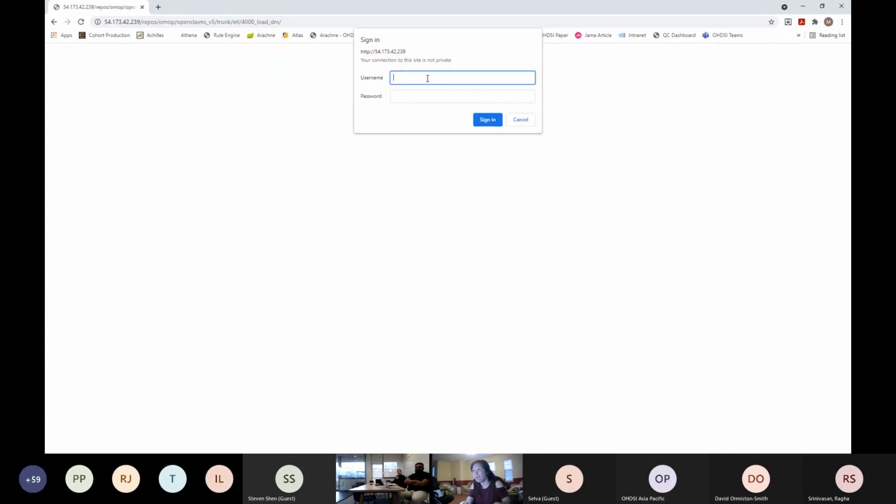So my connection is private and my password has expired. Okay, give me a second. I have to go find my password. I can't keep all my passwords. Oh, I know what this is now. It's this.